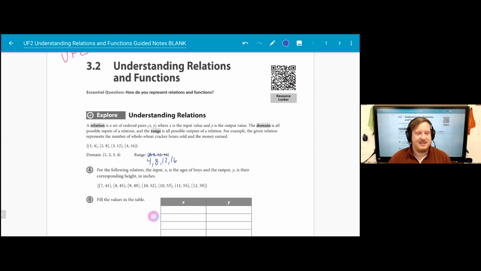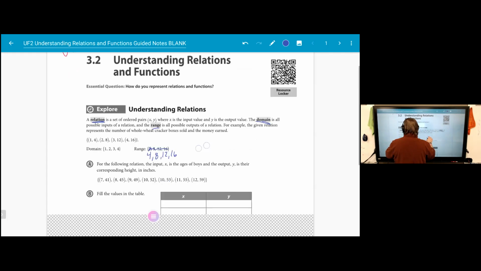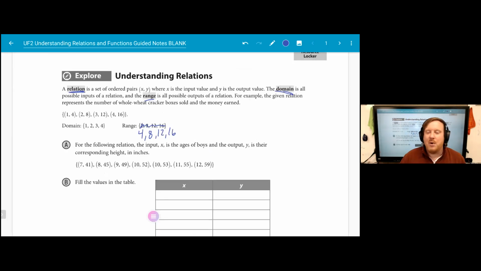Okay, fantastic. We are on Understanding Functions 2, or UF2, Understanding Relations and Functions. We've got these highlighted words we probably need to know. We've introduced two of those in the last target, but let's start with the first one there, a relation. A relation is a set of ordered pairs. It gets an X and a Y. The X is the input.